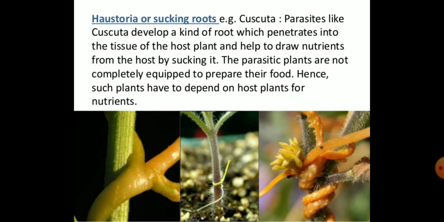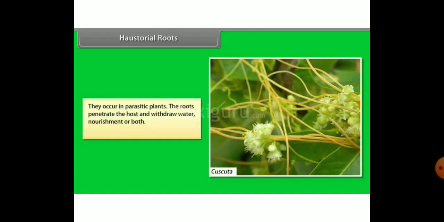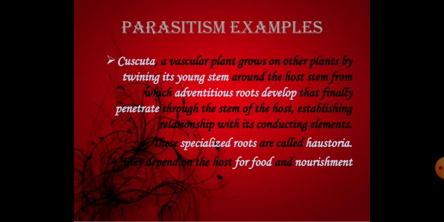So Cuscuta will develop a kind of root which penetrates into the tissue of the host plant and will draw all the nutrients, water and food by sucking. The parasites are not completely equipped to prepare their food, hence such plants are dependent on the host plant for nutrients. So these roots will draw water and nourishment from the host tissue. So Cuscuta is a vascular plant.